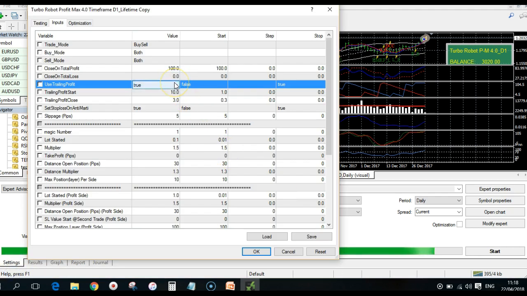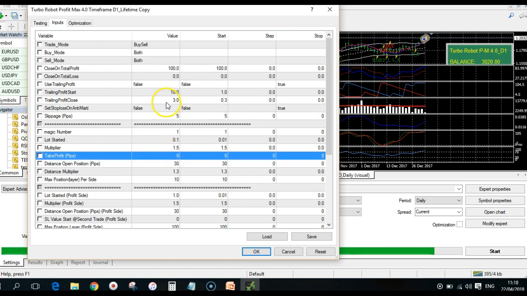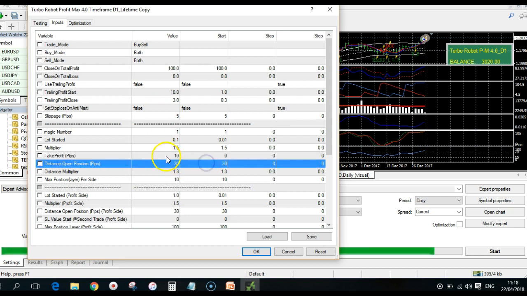Now I'll proceed with only take profit. So I will be closing this and just make it false, because we are not using this. We're going to use the trailing profit. Actually, you can use either way. Both of these are usable, but for the purpose of sharing with you, we will have, let's say, take profit.